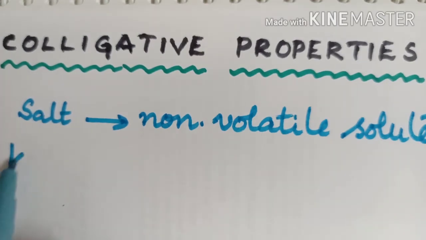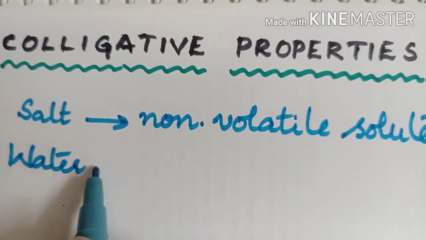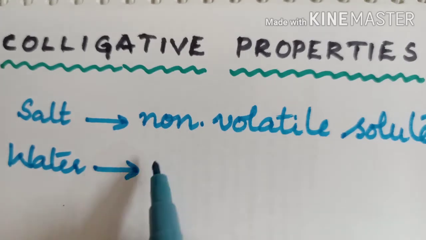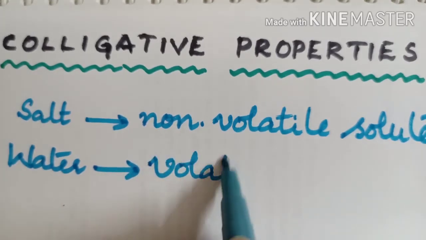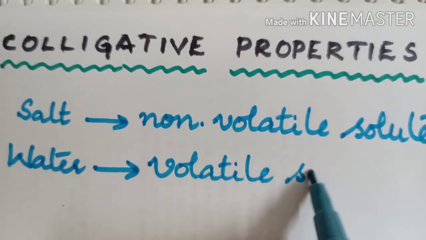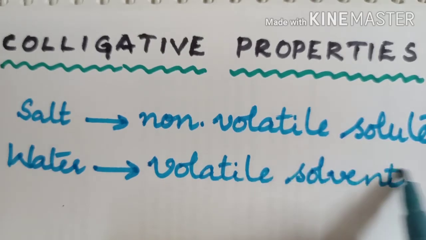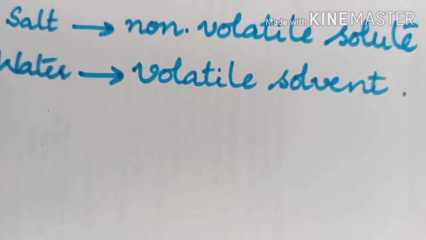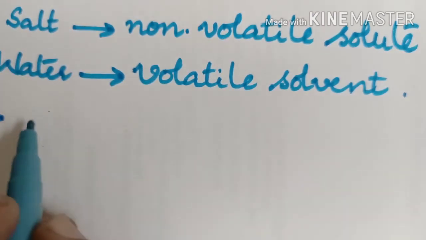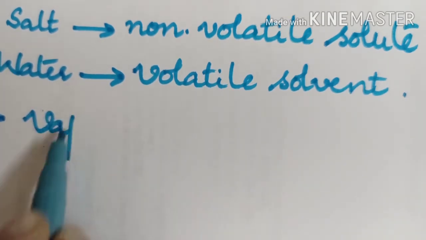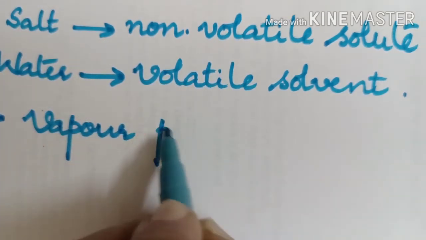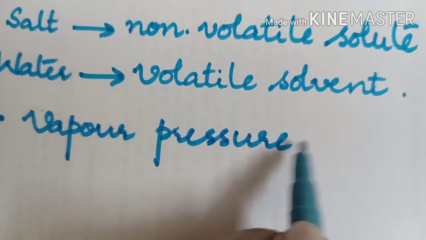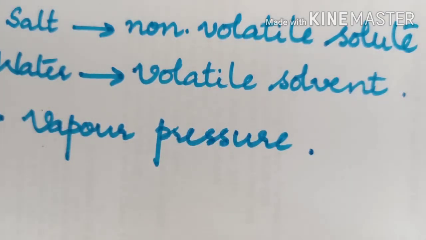And water is taken as the solvent. So what type of substance is water? It is a volatile solvent. So when salt is added to water, what all changes happen? Here, the first thing that we notice is the change in vapor pressure. So what do you understand by vapor pressure?